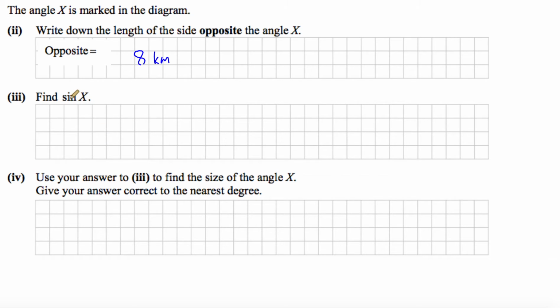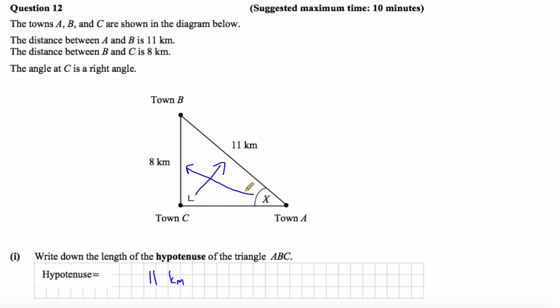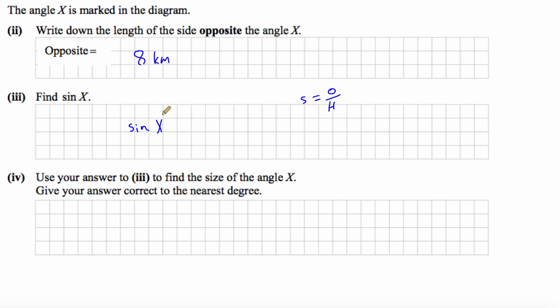Part 3 says find the sine of X. Well, the sine of X, you should know that the sine is the opposite over the hypotenuse. And this is in your tables book as well. If you don't remember it, you can find it there. So the sine of X is the opposite, which is 8, over the hypotenuse, which is 11.